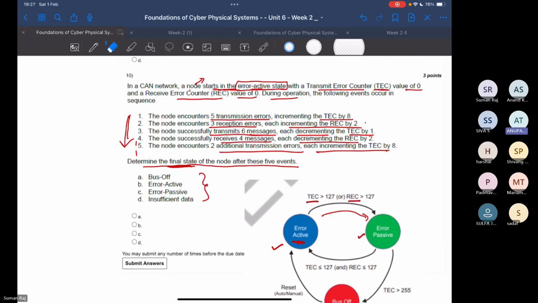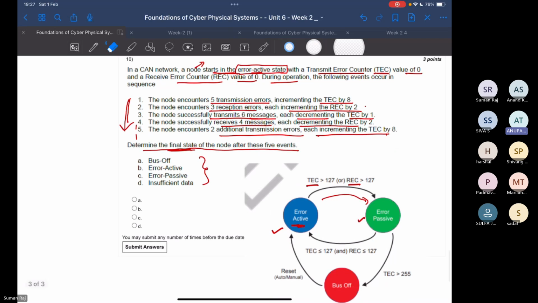So, ma'am, to start with, shall I take TEC and REC greater than 127? No, to start off, you have to take TEC of 0 and REC of 0, and you are in error active state. So error active, move to this on this condition, right? No, if you are in this state and then you calculated that either this or this increased by 127, then you are in error passive state after maybe whatever 1, 2, 3, or fourth step.